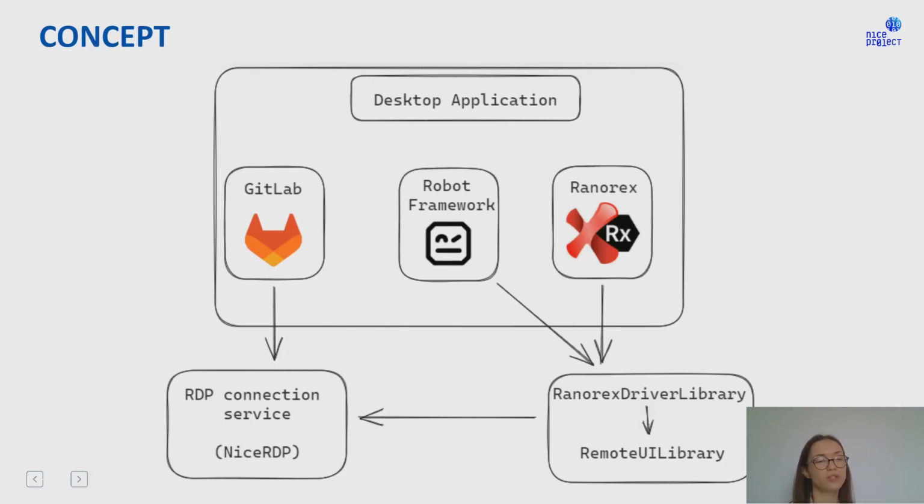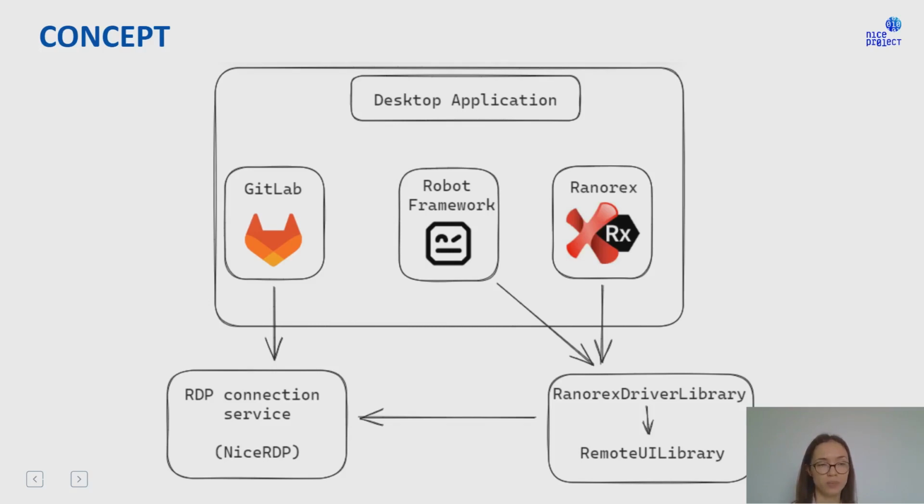RDP allows users to connect to and control a remote computer over a network connection. The key aspect of the Remote Desktop Protocol is that it transmits the graphical user interface of the remote computer to the local system. This means you can interact with the remote computer just as if you were using it locally, including running applications, opening files, and navigating the desktop.